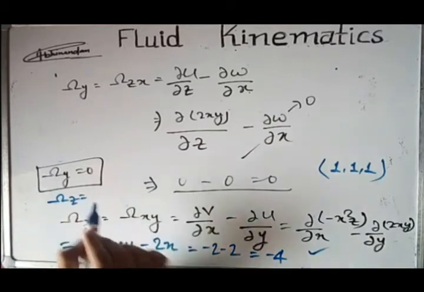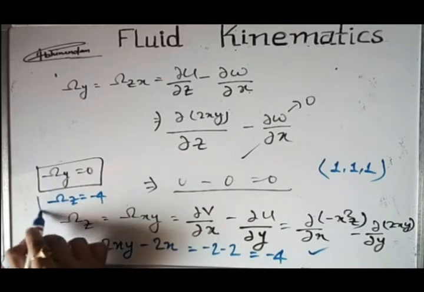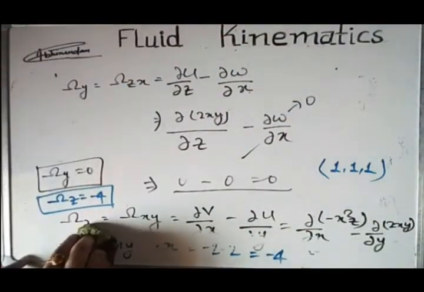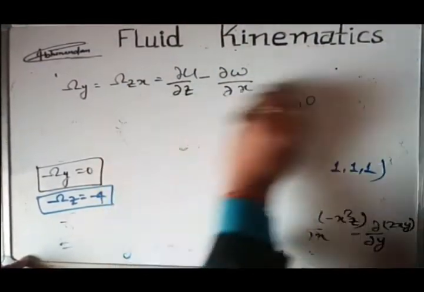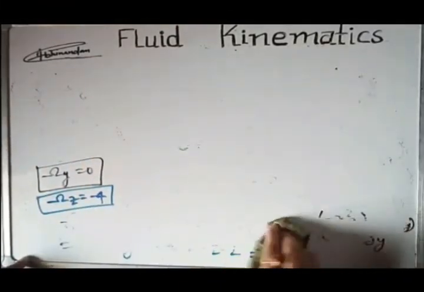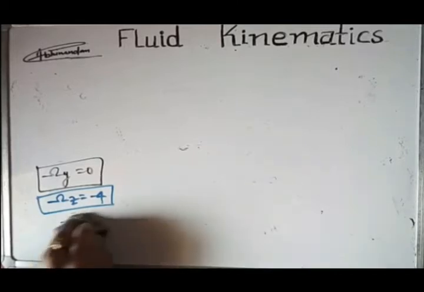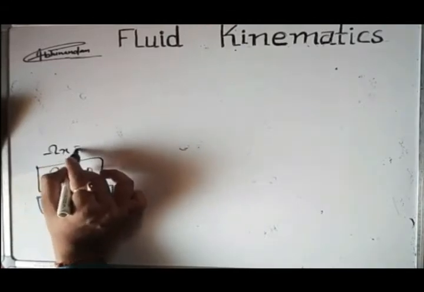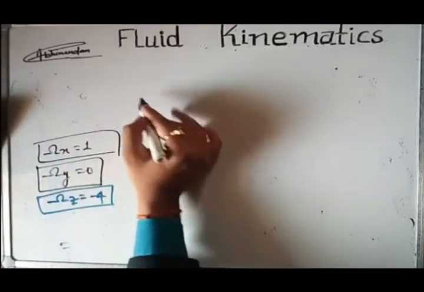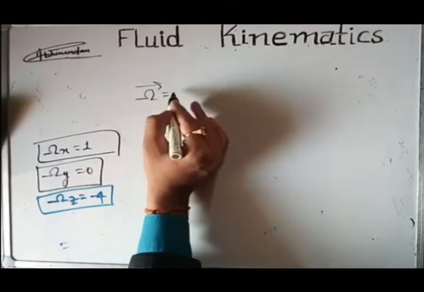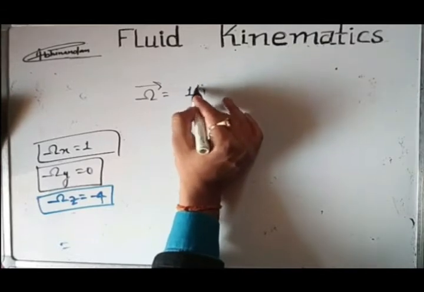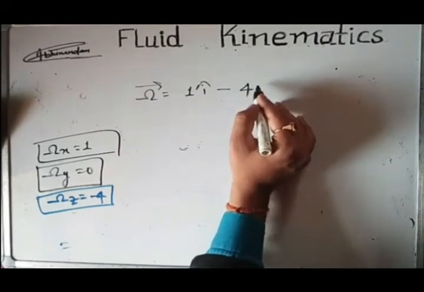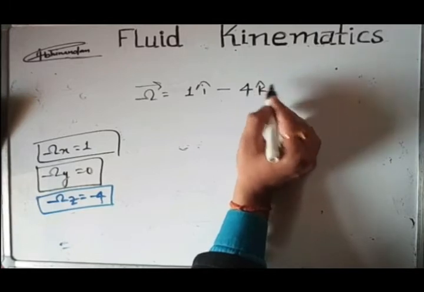So here uppercase omega z equals minus 4, and we already have uppercase omega x from before, so we can write directly the vector of vorticity, denoted by uppercase omega, which is equal to 1 i cap minus 4 k cap.